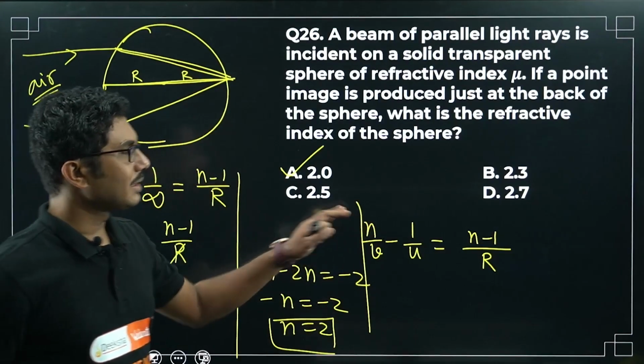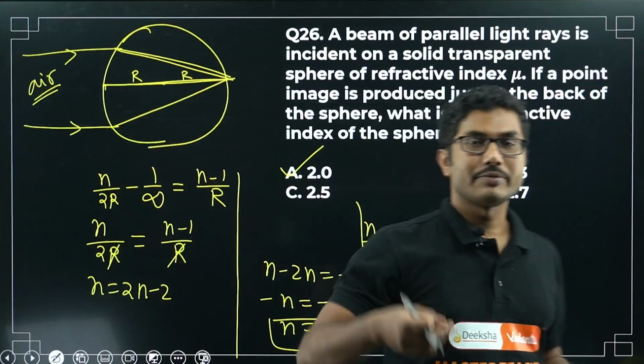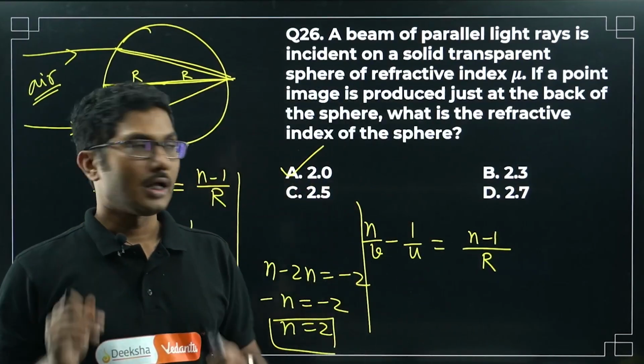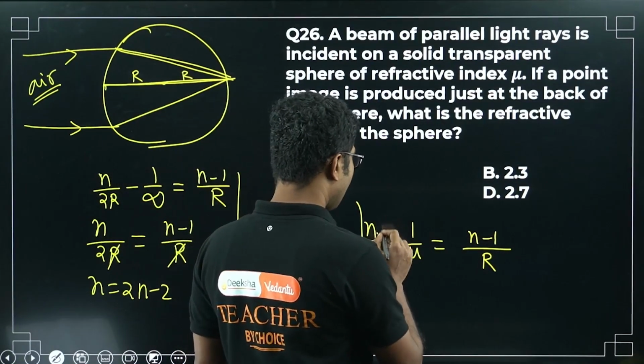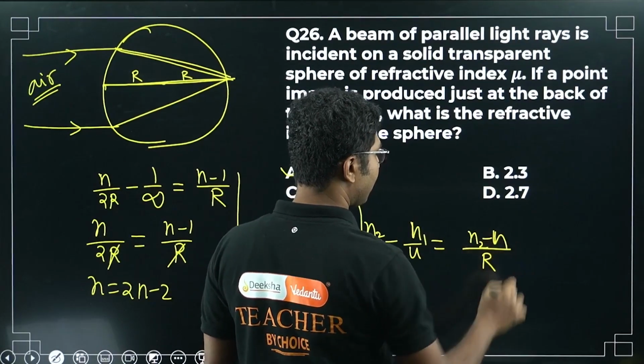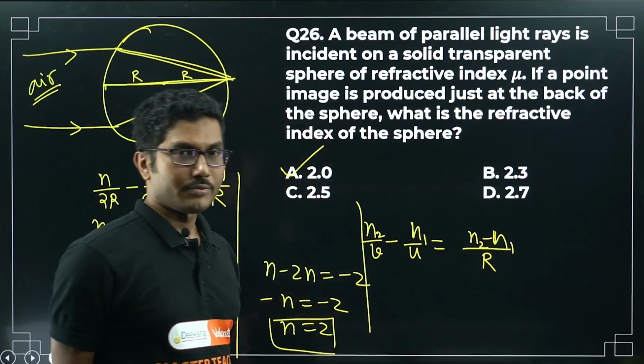You have to remember this equation. There is a general equation for refraction through a spherical surface. That is a very important relation. You can remember it as n2 by v minus n1 by u equals (n2 minus n1) by R. That is the formula that you have to remember.